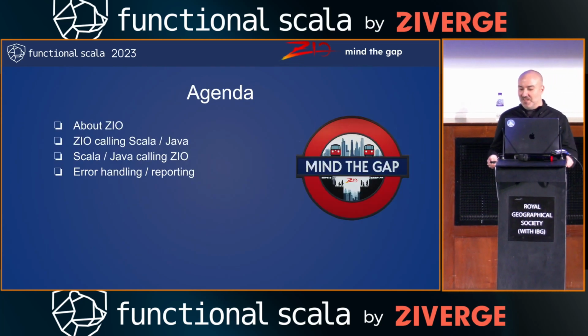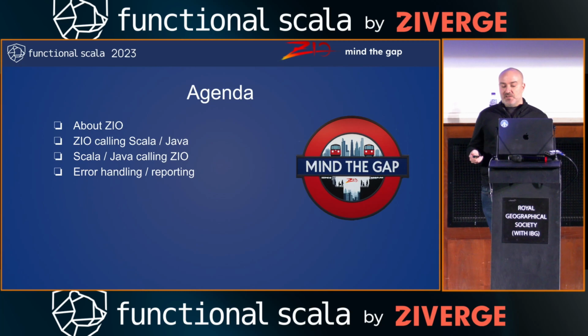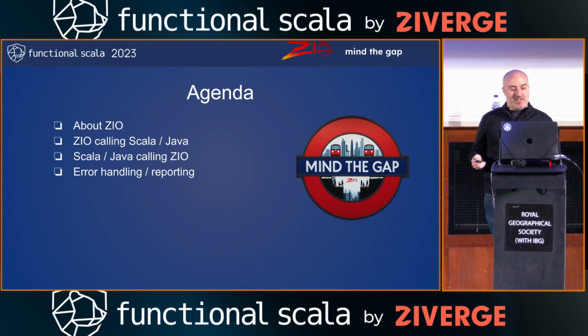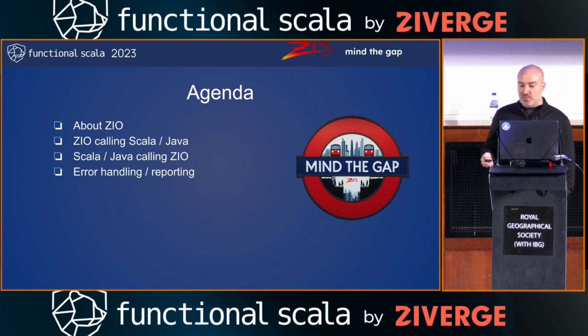So the agenda is I'll talk a little bit about ZIO, but I'm assuming some familiarity with ZIO. Then I'm going to talk about how you call from ZIO to Scala libraries and frameworks, and how you make your ZIO code callable from Scala and maybe even Java, and a little bit about error handling and reporting. So let's go.